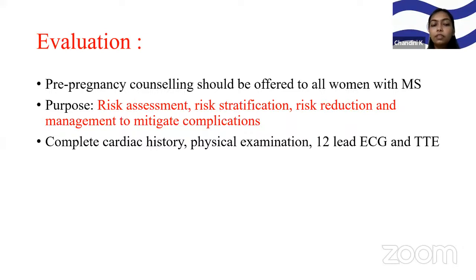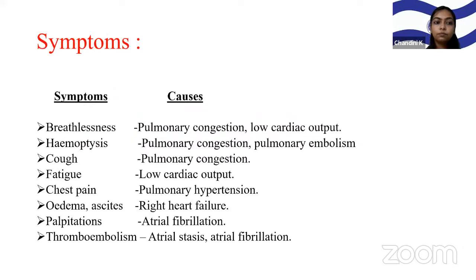So during evaluation, initially we'll take a complete cardiac history followed by physical examination; a 12-lead ECG and an echocardiography should be done. In history, we'll ask for symptoms and signs to evaluate the disease severity. The common symptoms can be breathlessness, hemoptysis and cough. It can all be due to increased pulmonary congestion. Breathlessness is also due to low cardiac output state, as stenotic lesions are fixed cardiac output states. Hemoptysis could be because of pulmonary congestion as well as if there is associated pulmonary embolism. Fatigue in cases of chronic low cardiac output. Chest pain if there is associated pulmonary hypertension.